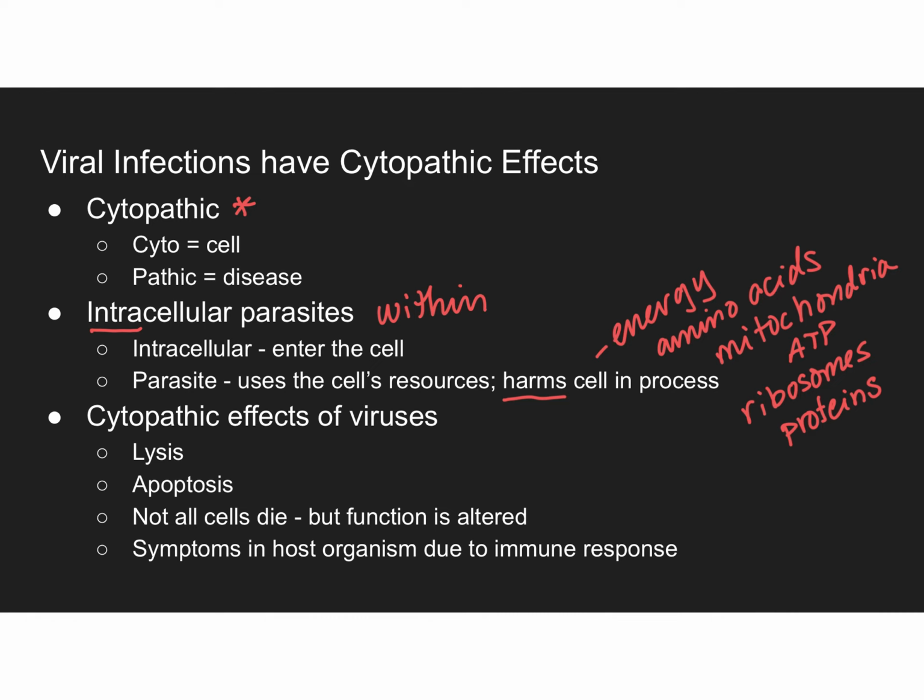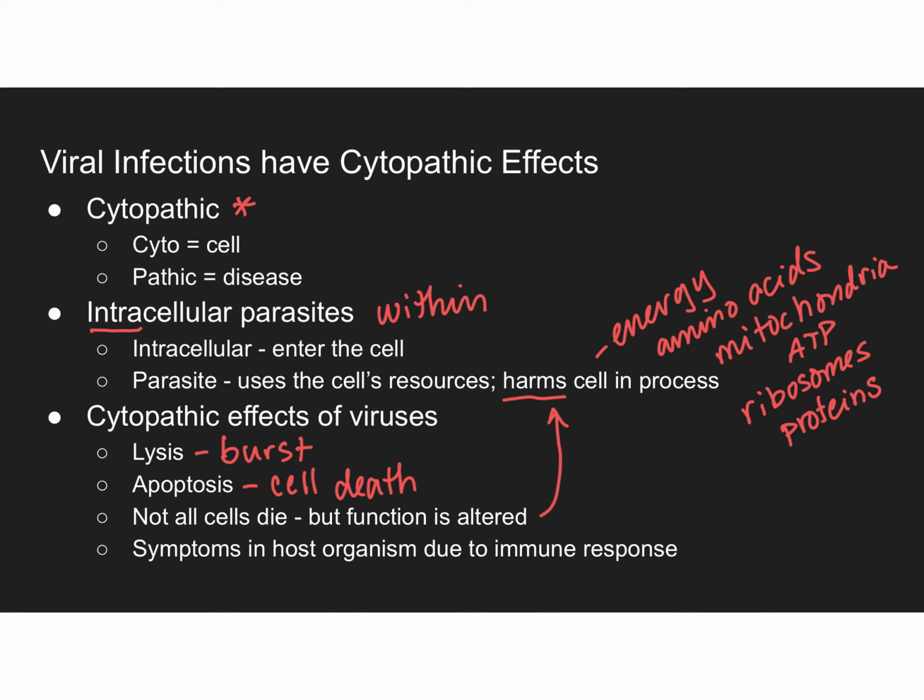Some examples of cytopathic effects of viruses can include lysis. Lysis means to burst. So essentially, a virus can ultimately cause a cell to burst or explode. Apoptosis just refers to cell death. So this is another way that the virus might kill the cell, releasing viral particles in the process. And not all cells infected by viruses die, but remember that their function is being altered. So they are still being harmed in the process because the cell is no longer able to perform its normal functions.